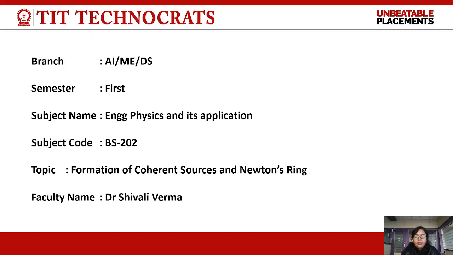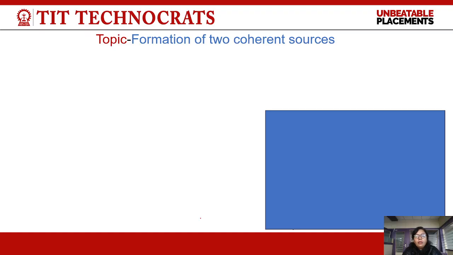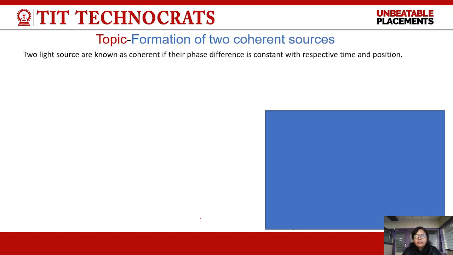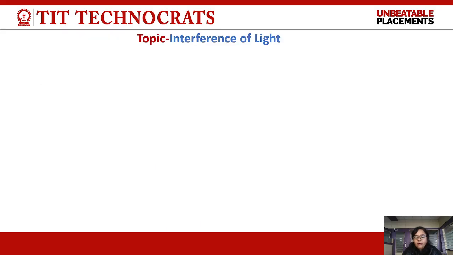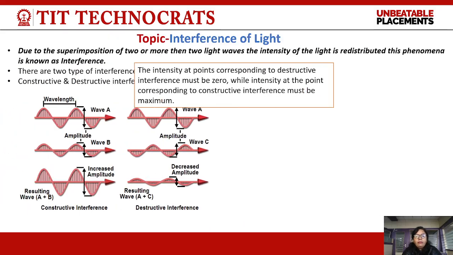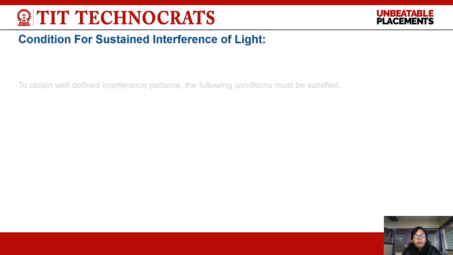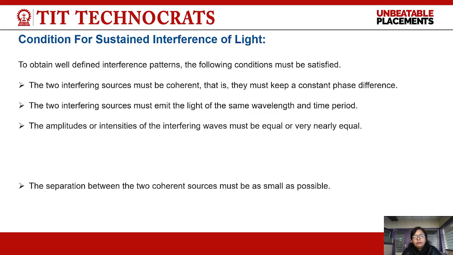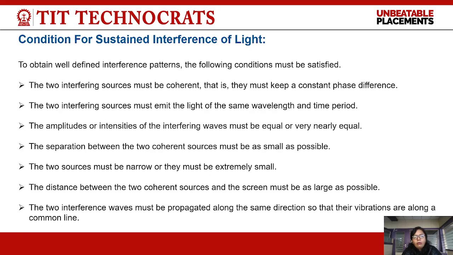Okay, so this is my next class, in which we are discussing the formation of coherent sources and Newton's ring. So, what is the format? First, we have to discuss the coherent sources. As per the definition of coherent sources, I have explained in my previous lectures also, what are the coherent sources?